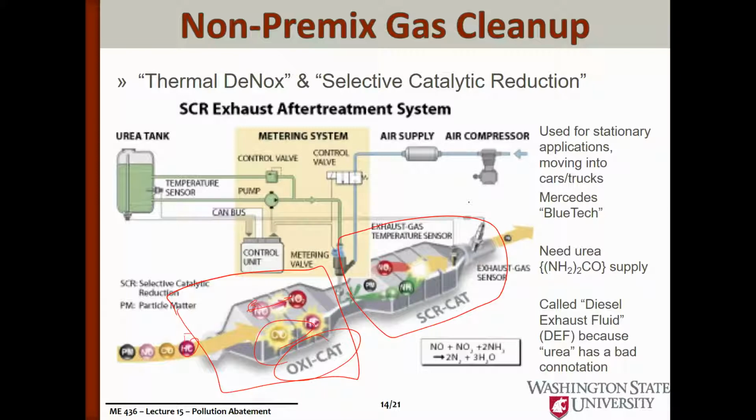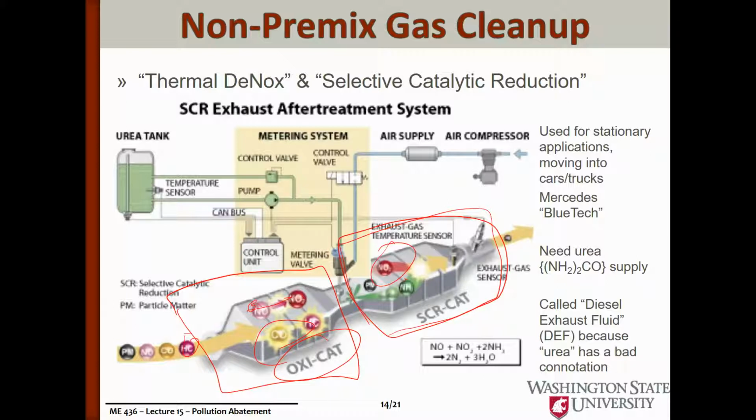The second phase, now this was the more recent addition, and this is the more complex portion of a diesel exhaust gas cleanup, and it's called selective catalytic reduction. So we don't want to reduce everything. If we reduce everything, we're going to turn the water and CO2 back into hydrocarbons and CO. We don't want to do that. We want to specifically target the NO2 and try and get that back to nitrogen and oxygen.